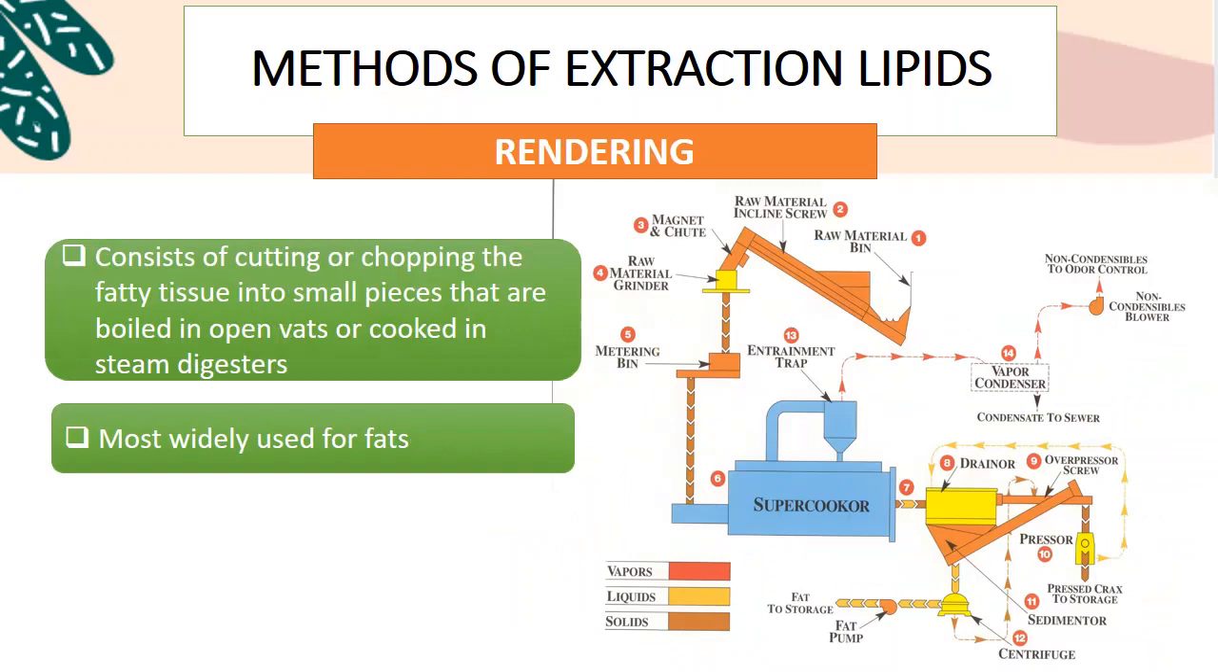Also, we have another method which is your rendering. So, for rendering naman, it consists of cutting or chopping the fatty tissue into small pieces. So it is being boiled in open pots or cooked in steam digesters. So basically, this is being used for production of your fat o yung mga lard natin, mga ginagamit nating mantika. So large scale siya, production ng ating mga mantika pag nagluluto tayo. So again, this is widely used for fats or yung mga animal fats natin. So sa mga manufacturing firm na malalaki itong ginagawa.